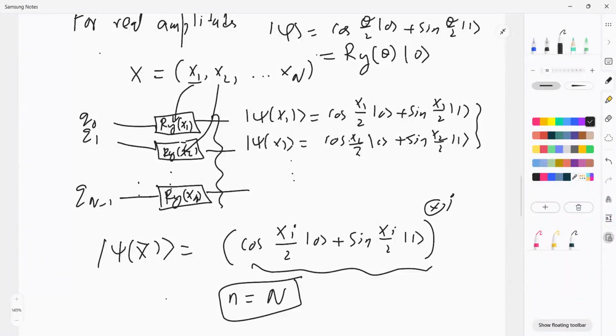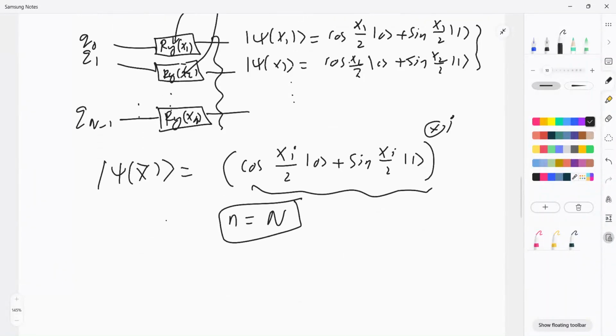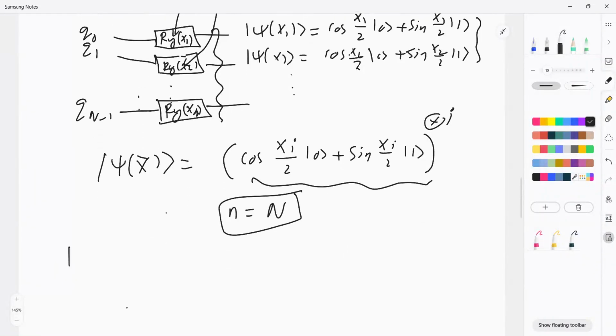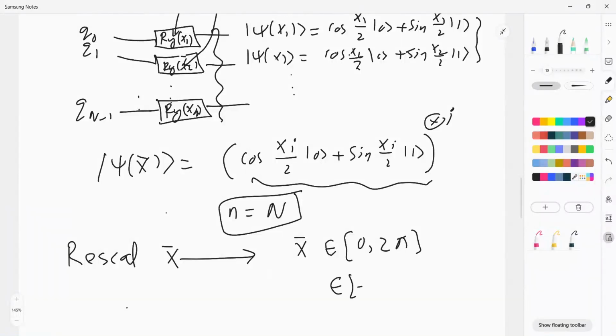Now, there is one issue, and that is that if this angle is more than 2 pi, the state would not be unique. So what we have to do is, before we implement this, we have to rescale our x so that x is just between 0 to 2 pi, or equivalently, you can also scale it to be between minus pi to plus pi. But you have to keep it in the range so that each point is mapped to a unique state.